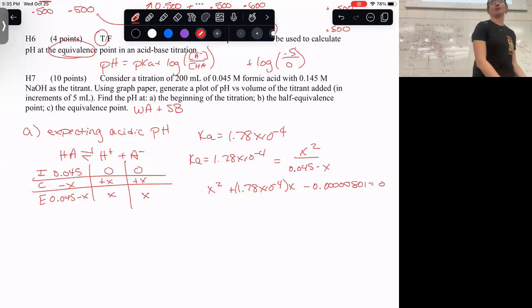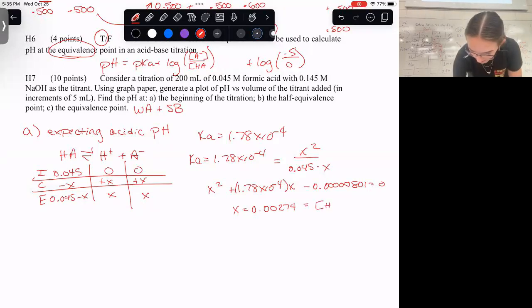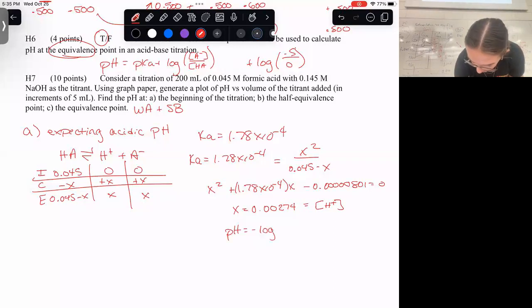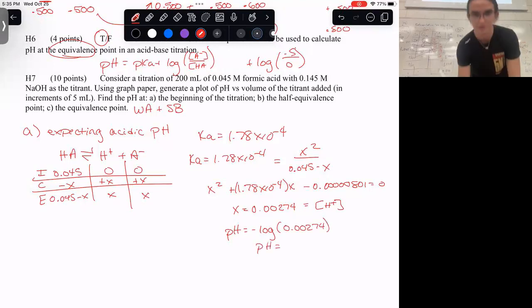You can plug this into the quadratic formula, which I will not show unless you need it, but X will be equal to 0.00274. And what does that equal in our question? This is equal to H+, specifically the concentration of H+. So how do we solve pH at the beginning? Yep, we can just take pH is equal to the negative log. And what do we get for pH?